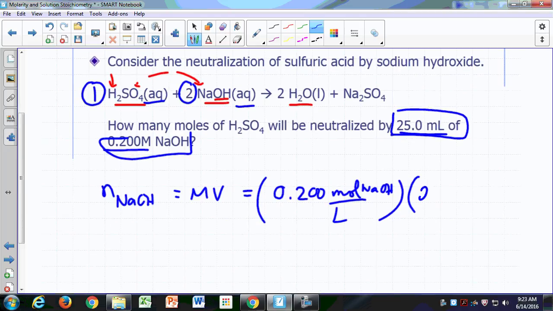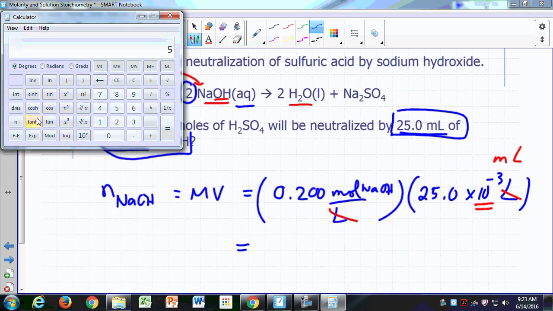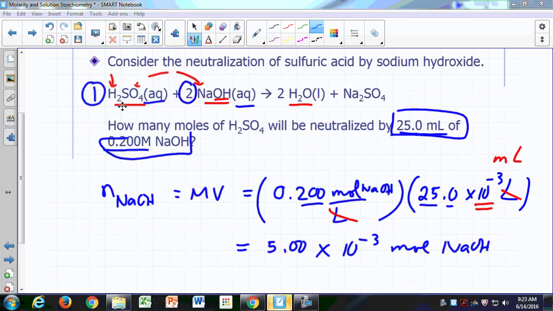So you have 25.0 times 10 to the negative 3 liters. So liter cancels out. Notice this 10 to the negative 3 is milli, right? So milliliter is 10 to the negative 3 liters. So that gives you 0.2 times 25, that's 5, and that's 3 sig figs there, so that's 5.00 times 10 to the negative 3 moles of sodium hydroxide.